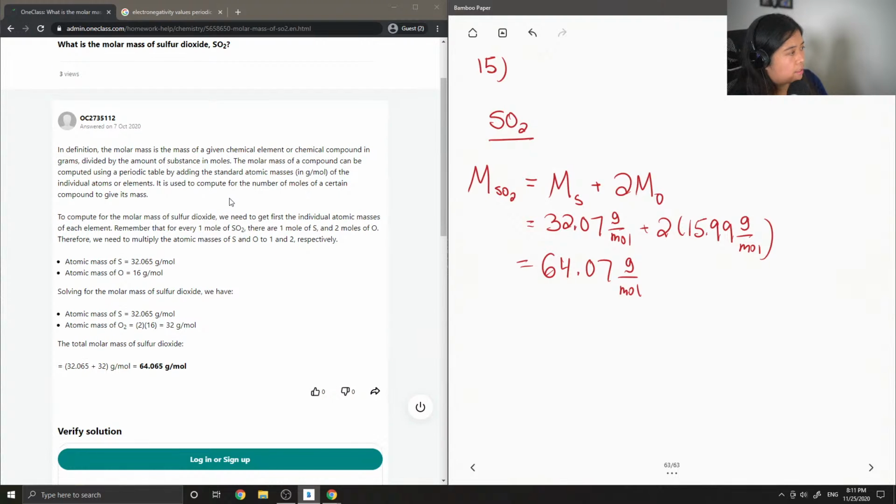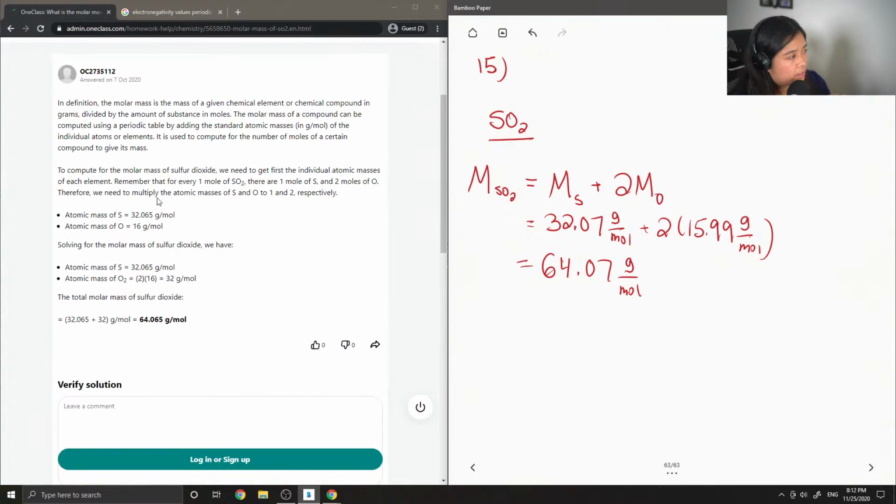So Junior Tutor said, in definition, the molar mass is the mass of a given chemical element or chemical compound in grams divided by the amount of substance in moles. Molar mass of a compound can be computed using a periodic table by adding the standard atomic masses of the individual atoms or elements. It is used to compute for the number of moles of a certain compound given its mass.